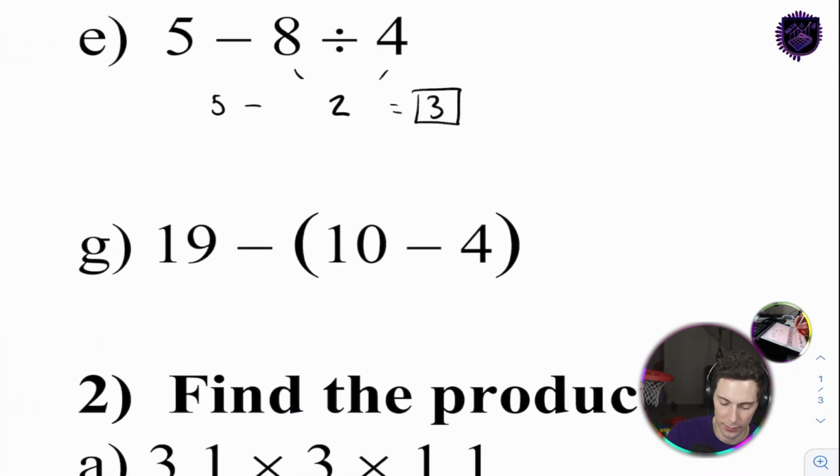1G. Brackets again. Parentheses again. 10 minus 4 is going to be 6. 19 minus 6 is going to be equal to 13.